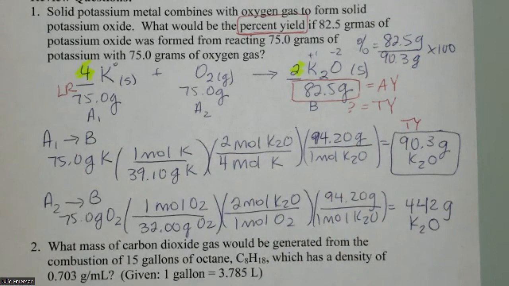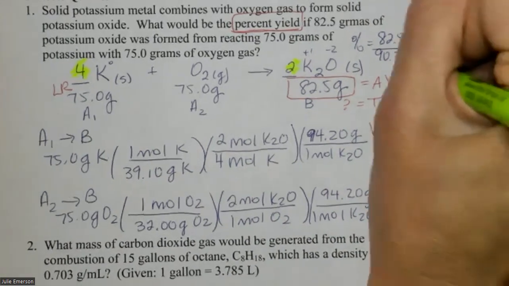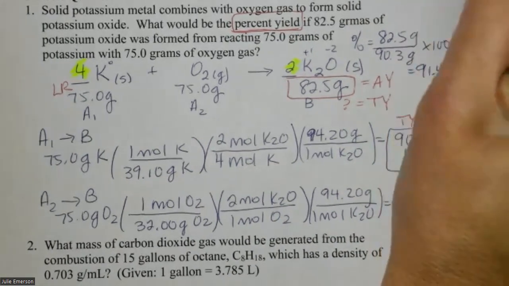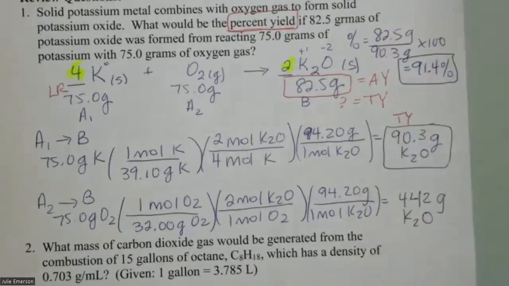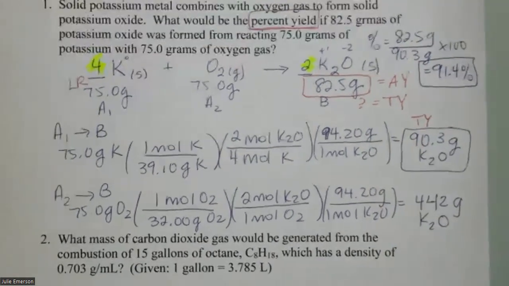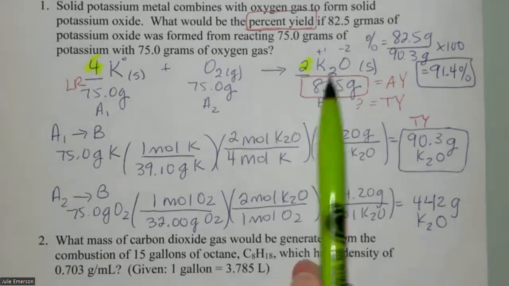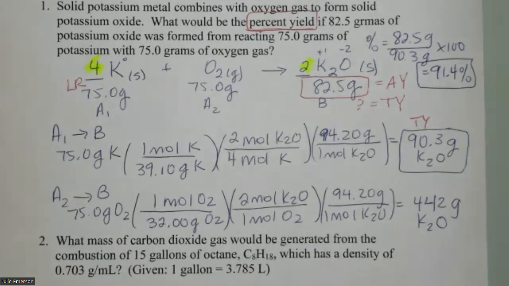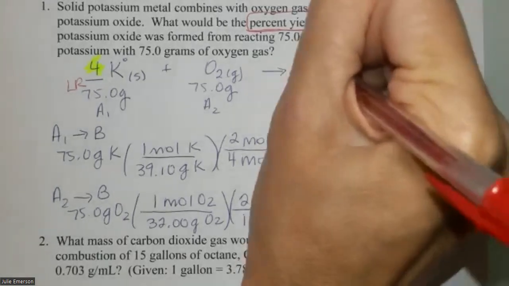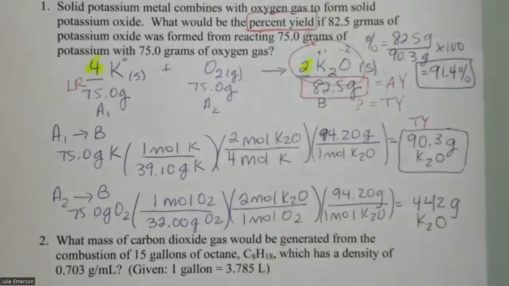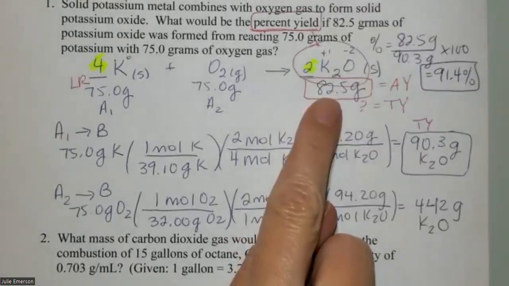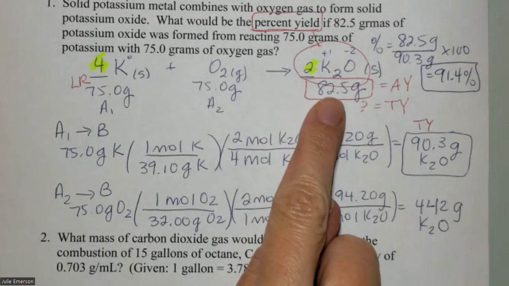We get a 91.4% yield. Okay, so that would be the percent yield of this question. All right. So if you've got a percent yield question, remember it will always be for the product. So we know the percent yield is always going to be for whatever's on the product side, which means that number given was the actual yield for K2O.